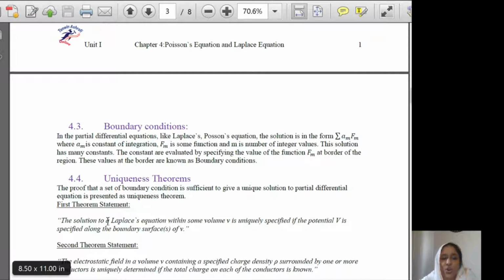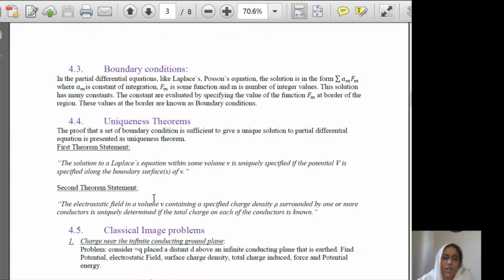The solution to the Laplace equation within a volume is uniquely specified if the potential is specified along the boundary surface of the volume V. If we have the potential at the boundary surface of V, then we have a potential of a specific value. Here we are finding the potential of the function.